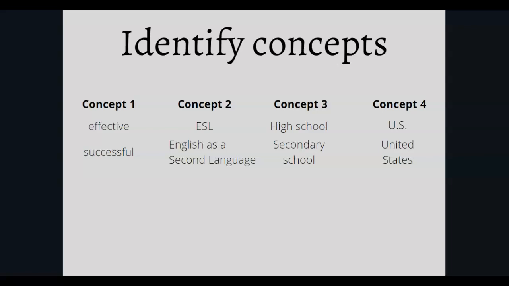So the next thing that we want to do is we want to take our research question and we want to identify some key concepts. So from the research question we just looked at, we have the concept effective or successful. Our second concept is ESL. And I've also included English as a second language because I want results that might mention both. Our third concept is high school. I've also put down secondary school. Our fourth concept is US. I've also put down the United States.